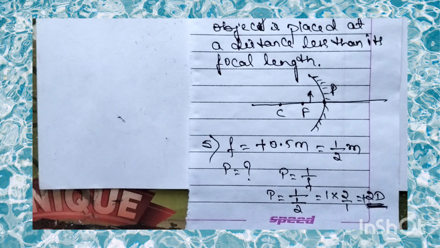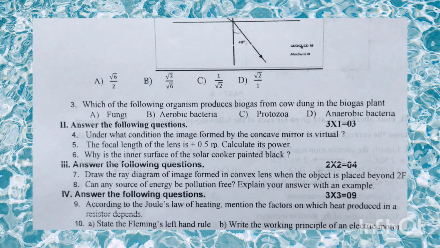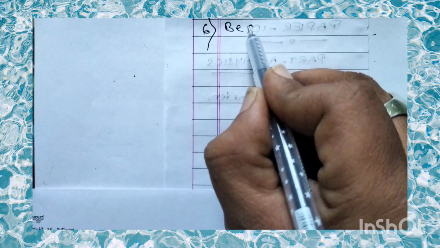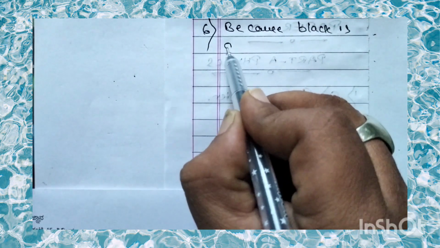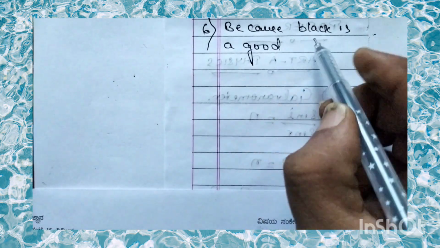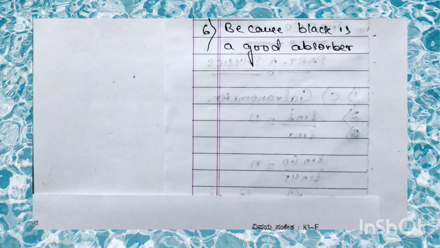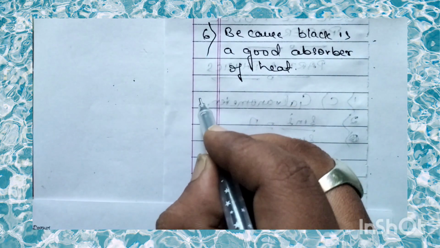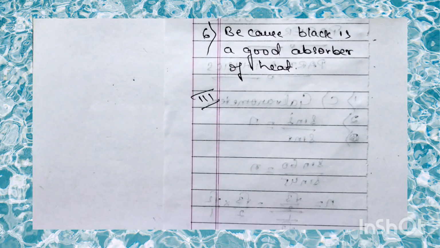Now let us move to the sixth question. The sixth question is, why is the inner surface of the solar cooker painted black? So now let us answer this one. The right answer is because black is a good absorber of heat. It absorbs heat well. Therefore we are painting the inside of the solar cooker black.